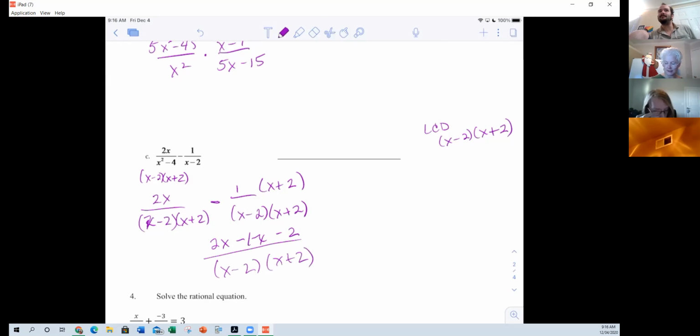And that's going to give me x minus 2 over x minus 2 times x plus 2. And then the x minus 2s are a common factor, and they cancel, and when they cancel, you're left with a 1 in the numerator.